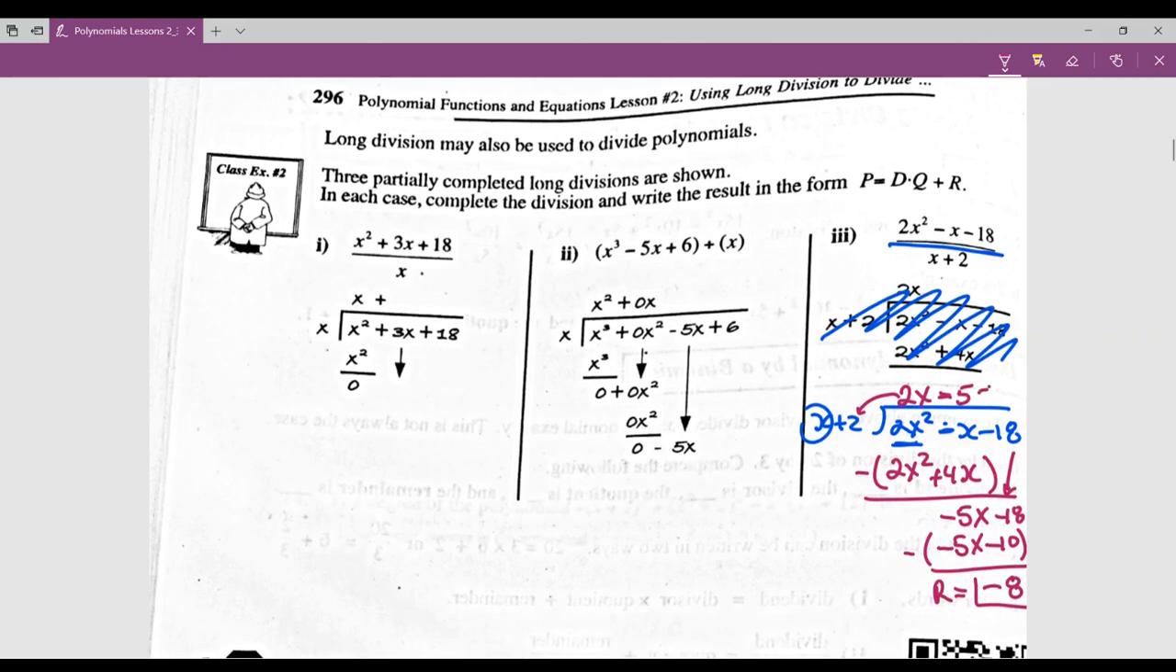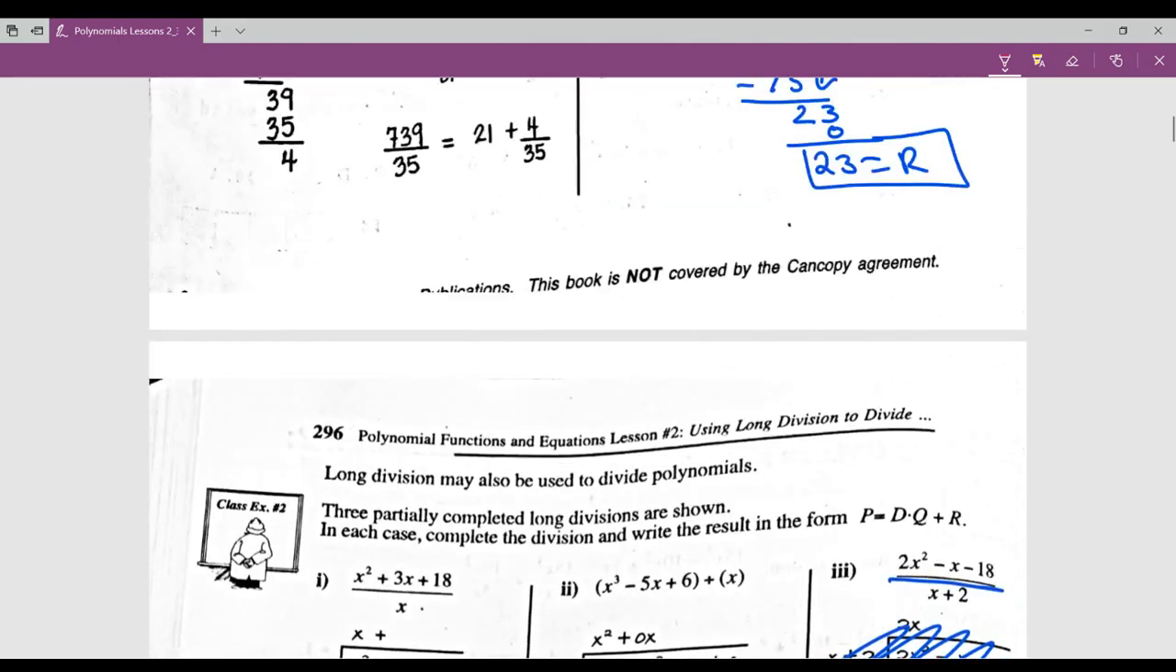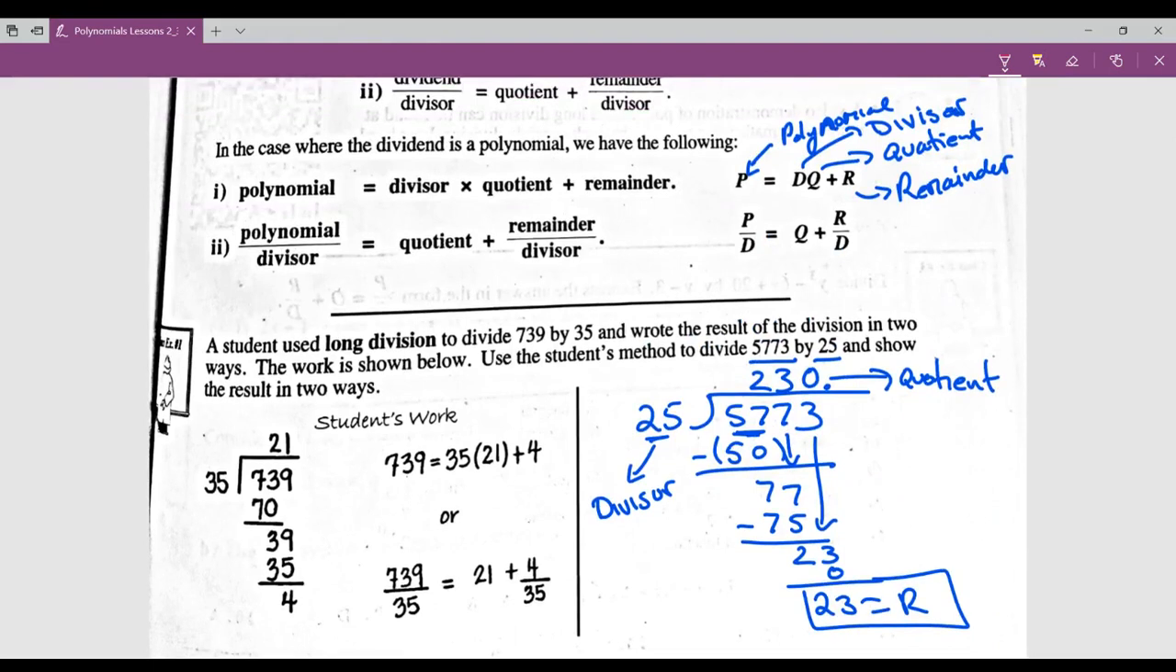This is the quotient, and this is the divisor. So if you look at the previous page, this thing right here, this is how we rewrite this: dq plus r, divisor times quotient plus remainder.